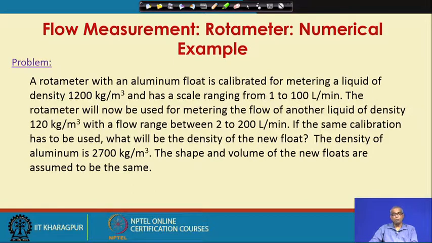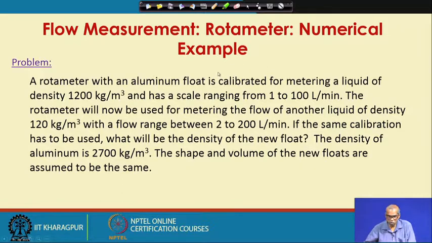I use some other process liquid whose density is 1/10 of the previous one, but now I want the scale range which is double the previous one. So, under this circumstance, what will be the density of the new float, so that I can use the same scale that is attached to the rotameter. So, the only change I will make is I will change the float. So, let us try to solve this problem.